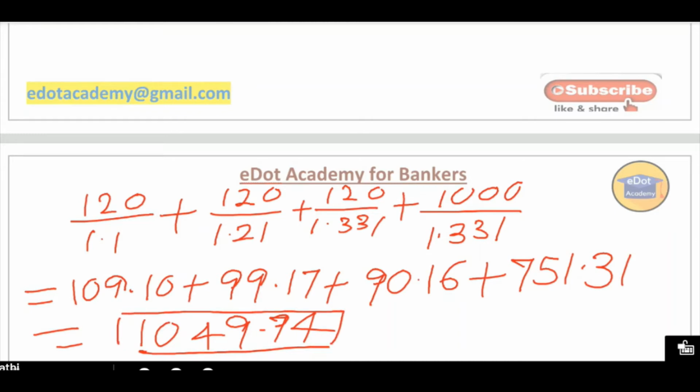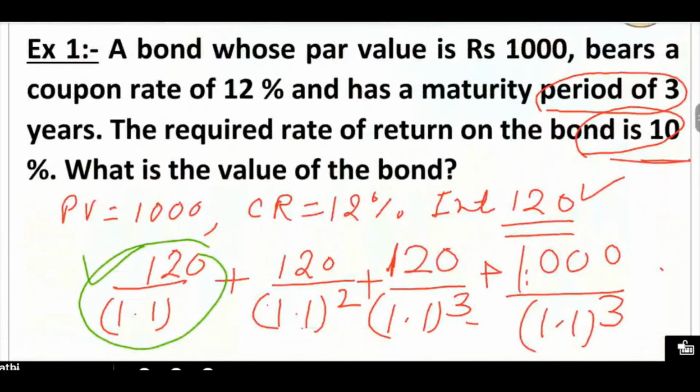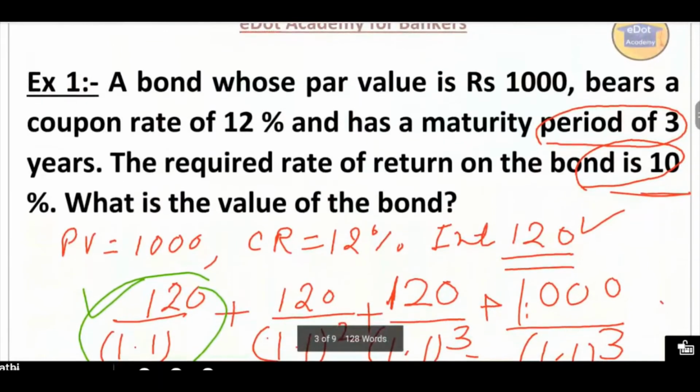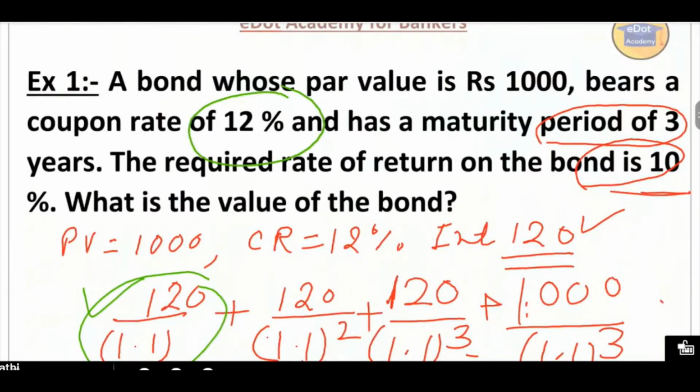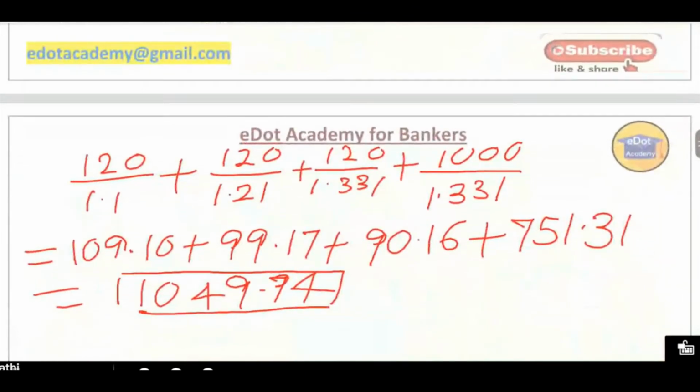Which bond is that? The bond which has a coupon rate of 12%, the period is 3 years, and the rate of return on the bond is 10%. In this way we calculated the value of the 1000 rupees bond. The value of the 1000 rupees bond is 1049.74.